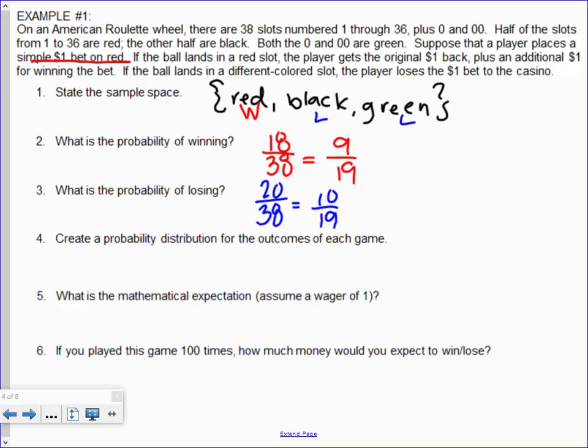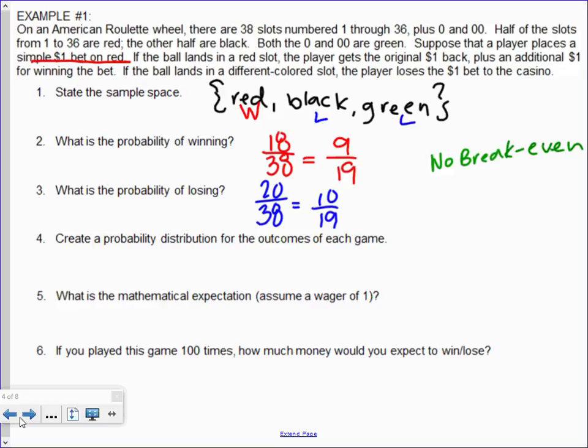In this case, we have only 2 options. We can win or we can lose. We have no option to break even. So when you look at your 2 probabilities, the probability of winning and losing, they're complements of each other. 1 minus 9 over 19 is 10 over 19. If you have a break even option, they're not going to be complements of each other. They won't add up to 1. So you'll have to be watching out for that. I'm going to make a quick note right here. There is no break even in this scenario.